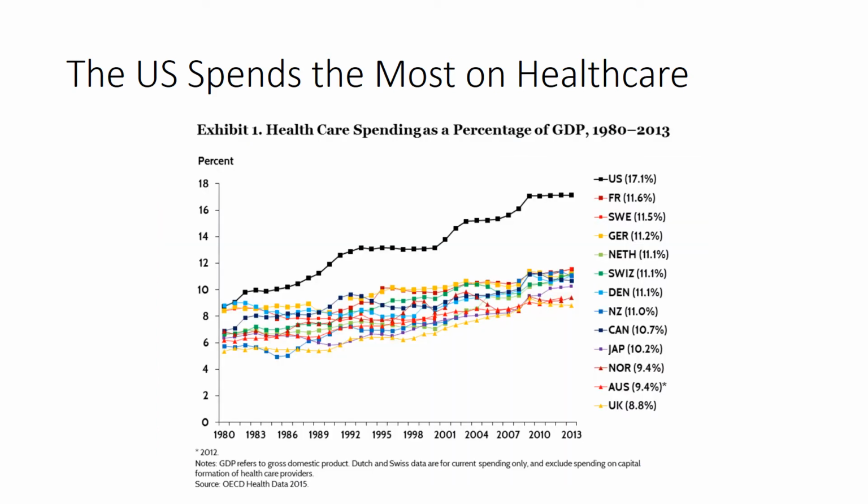But it's not just raw dollars. We also spend the most as a percent of GDP, or as a percent of our total economy, which is what GDP really is. So in this chart, it goes from 1980 to 2013. In 1980, we were spending about the same amount of our economy on healthcare as other European countries, other developed nations. We were at the top end of the range, but we are at least in the range.